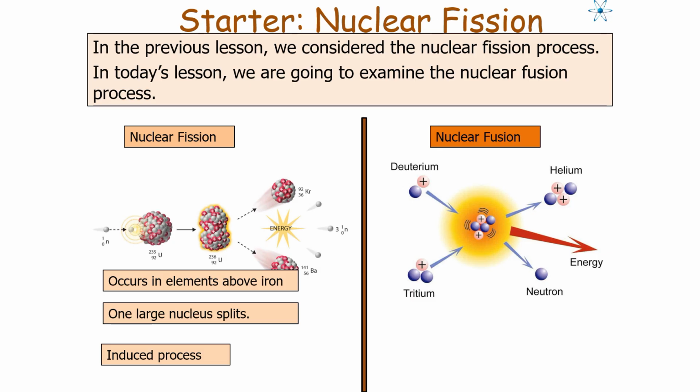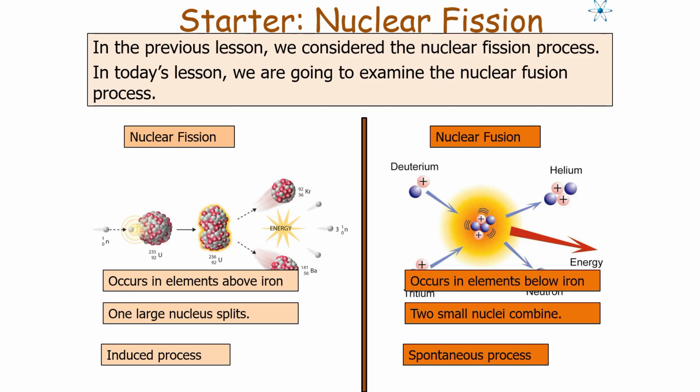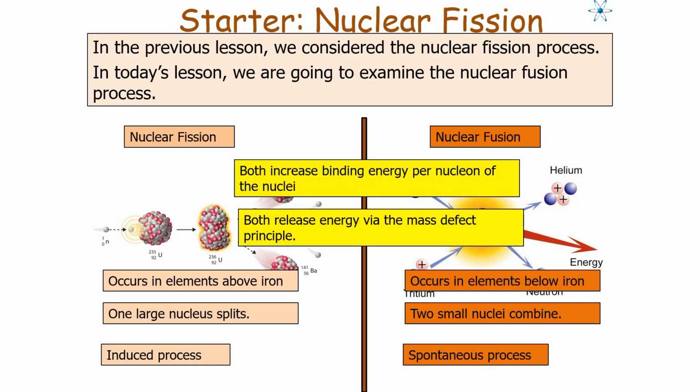It's when one large nucleus splits, and it tends to be an induced process by firing a neutron at that nucleus. Whilst nuclear fusion occurs in elements below iron, it's when two smaller nuclei combine, and it tends to be a spontaneous process. But both events will increase the binding energy per nucleon of the nuclei, and both events release energy via the mass defect principle.